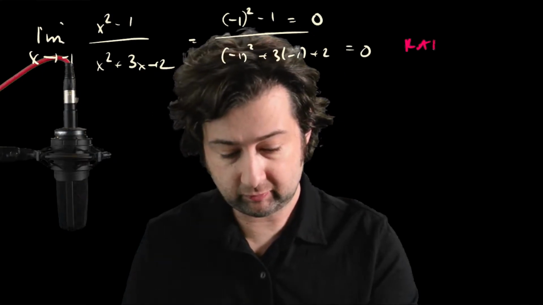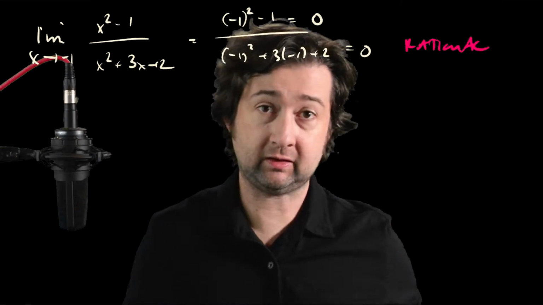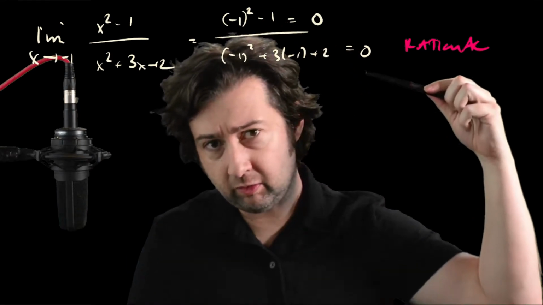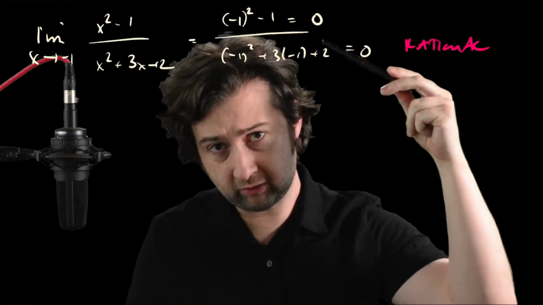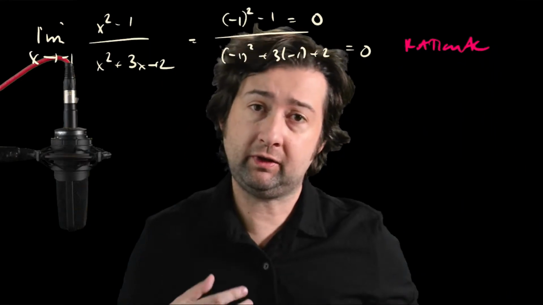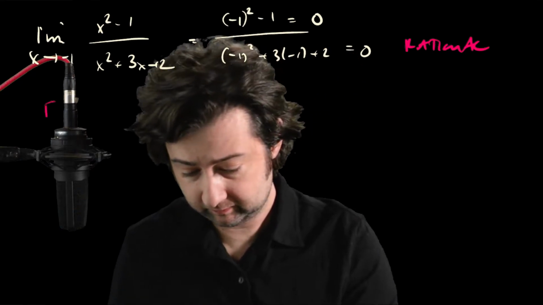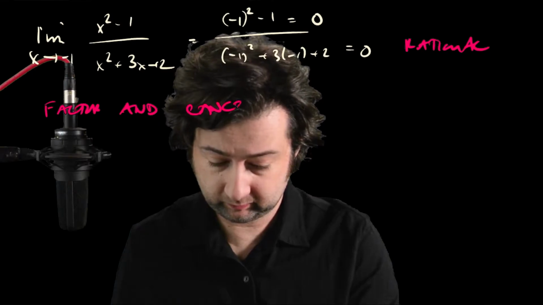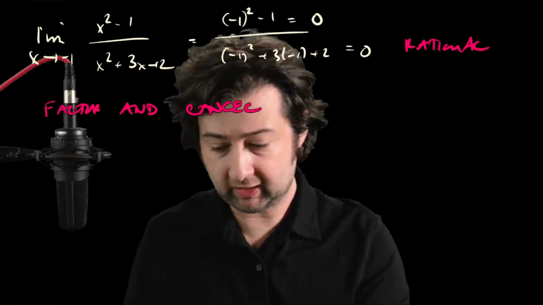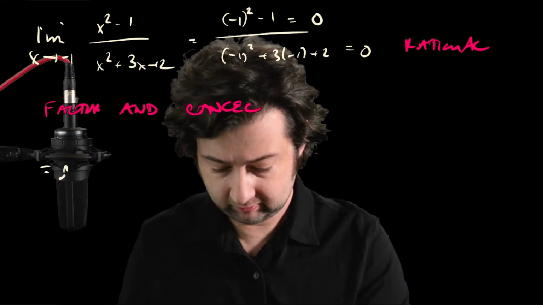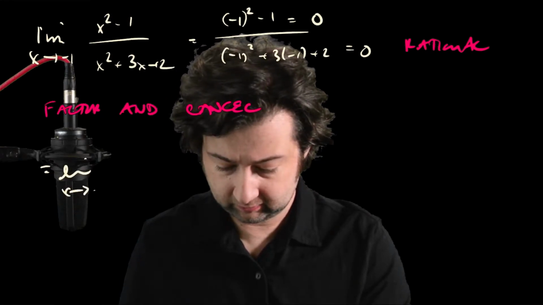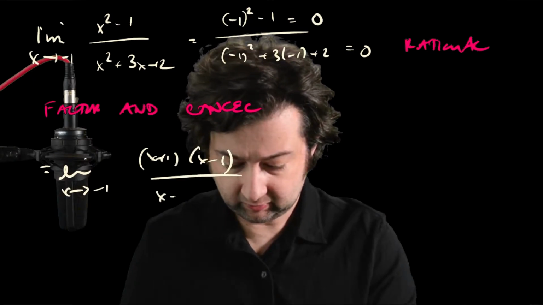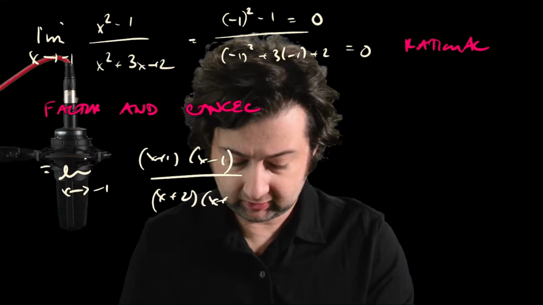So in the case where you have a rational function, that is to say, a polynomial divided by another polynomial, and you get this 0 over 0 form, that is, you get a 0 on top and a 0 on bottom, that you can factor and cancel. And what you get when you do that is x plus 1, x minus 1 over x plus 2, x plus 1.